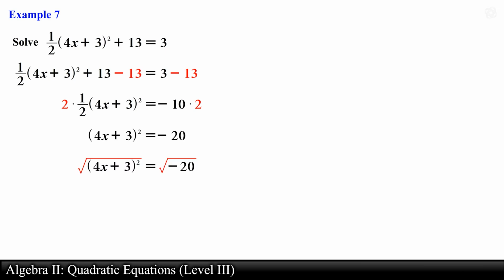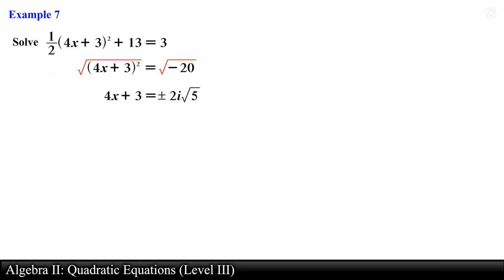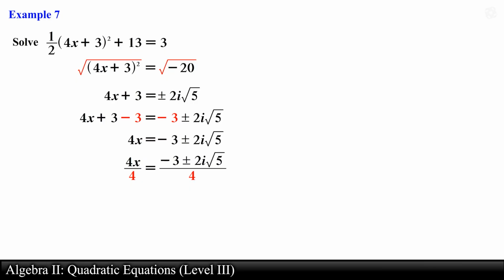Next, we go ahead and take the square root of both sides as follows. Here, the square root of negative 20 simplifies to 2i root 5. Or it could also be written as 2 times root 5 times i. Then we simplify this expression as follows. Next step is to subtract 3 from both sides. And finally, we solve for x by dividing both sides of the equation by 4. Doing that, we obtain the following.